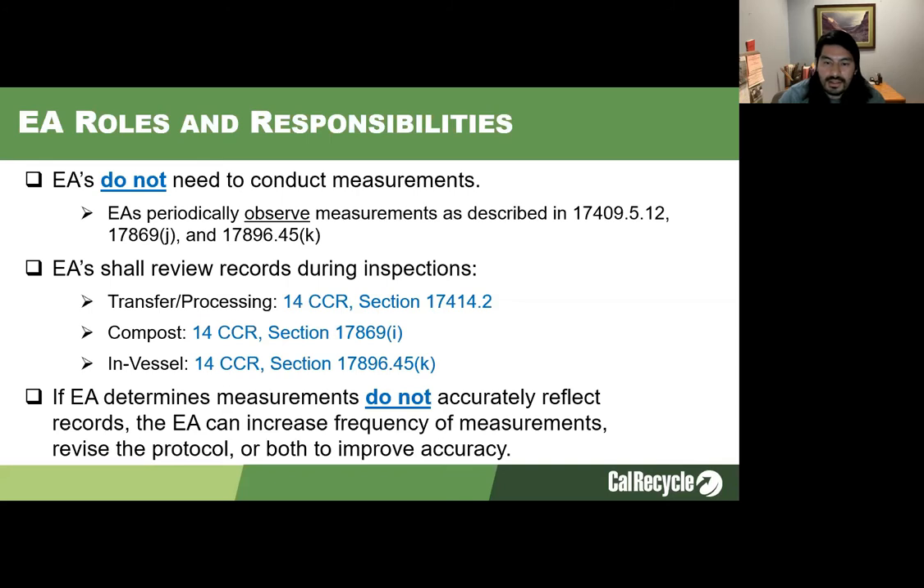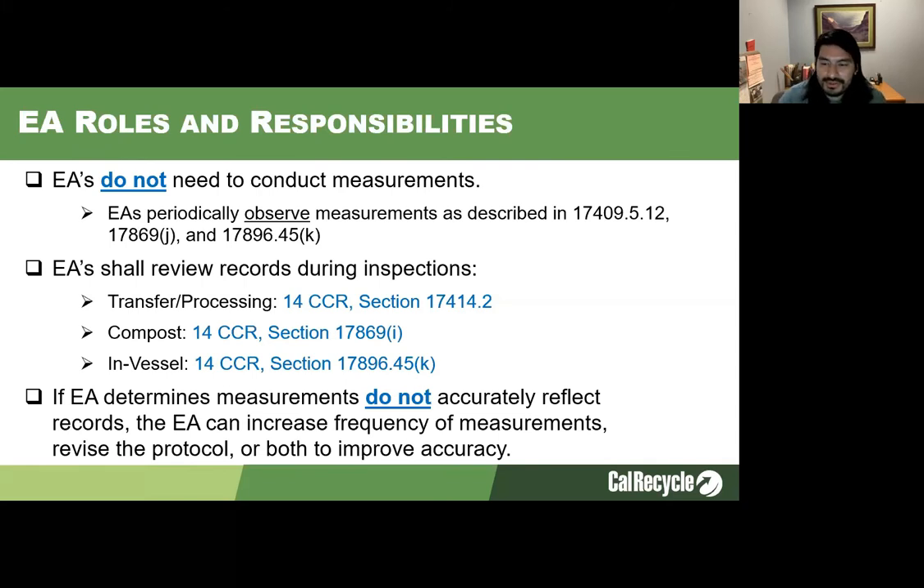If the EA determines that measurements do not accurately reflect the records, there are some options. The EA may increase the frequency of measurements, so asking the operator to increase the frequency of measurements, direct the operator to revise the measurement protocol, or both, to improve the accuracy of those measurements and results. And the language that discusses this is found in each of those measurement regulation sections.